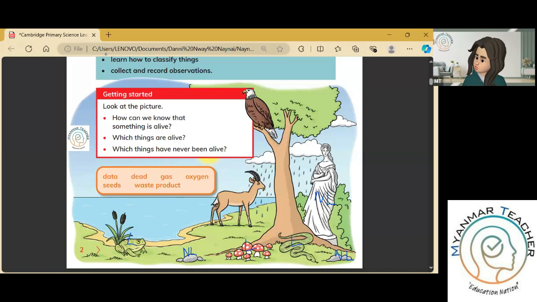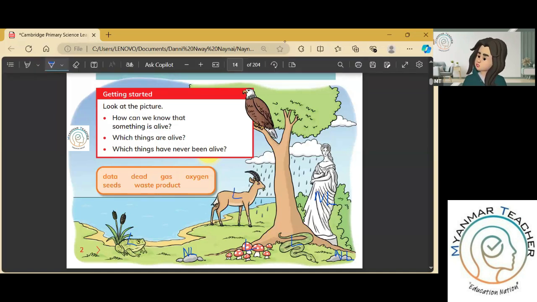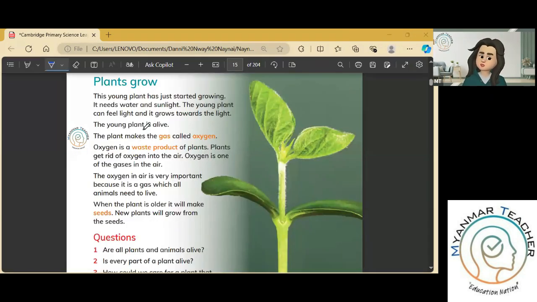Next is a ram or a goat. It's living. This eagle is a living thing. A tree is also living because it's breathing and because it gives out oxygen. Also, you can see it's living. And then bushes are also living. Let's move on. So we're going to read this comprehension, and it's called Plants Grow.